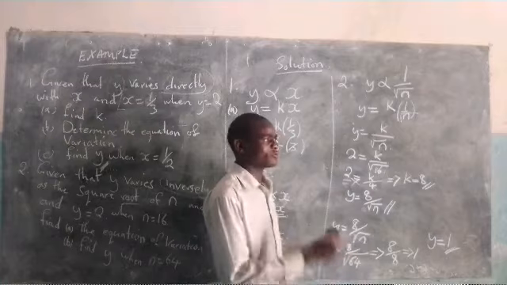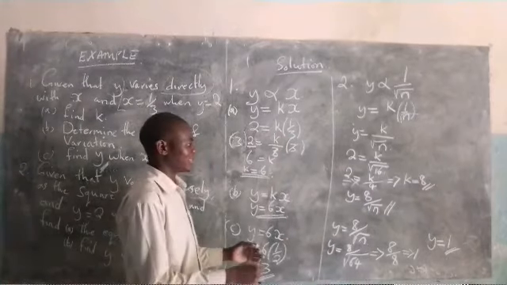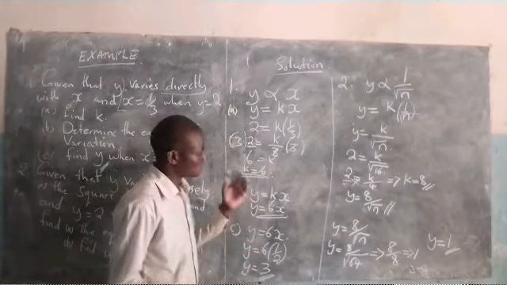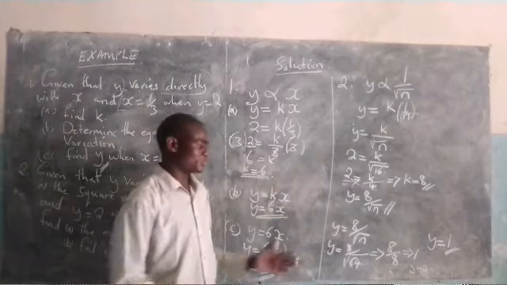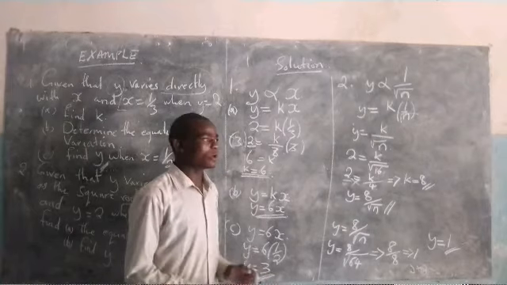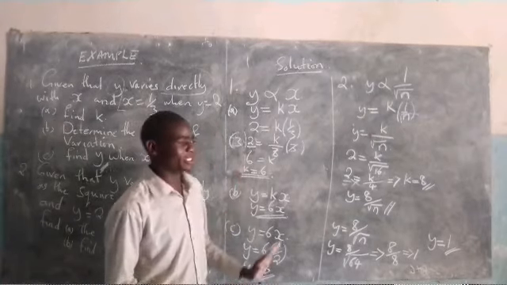So either they ask you to find the constant of variation or they give it, but you just have to find it so that it helps you to find the rest of the problems. So this is all about variation.